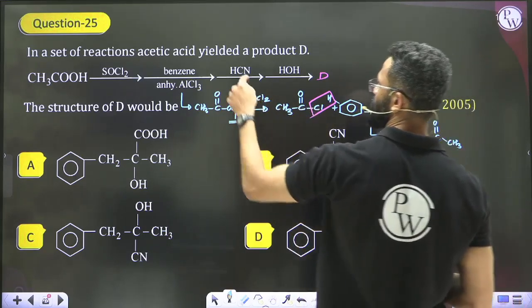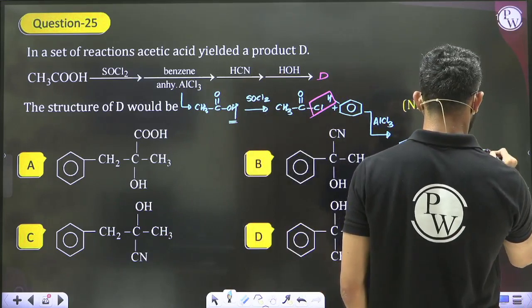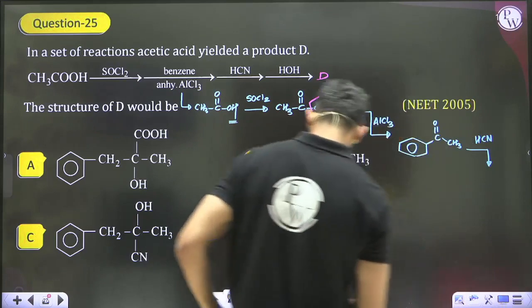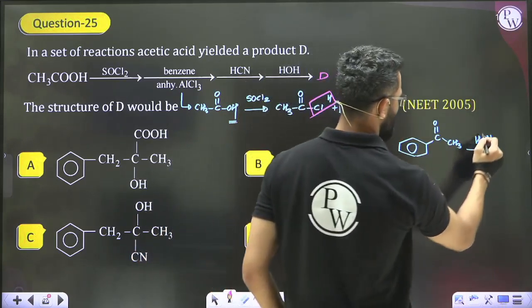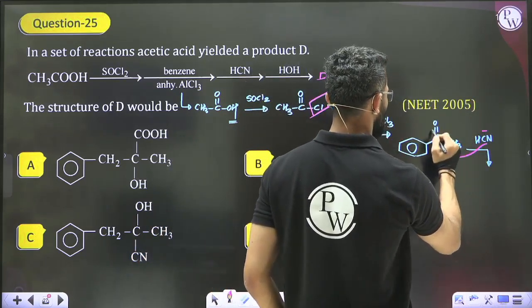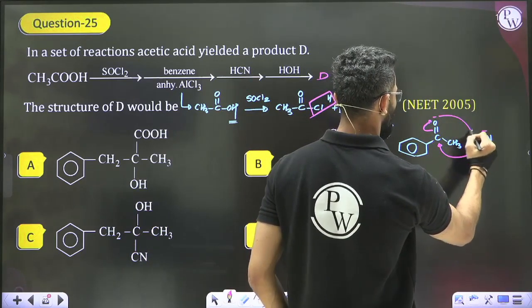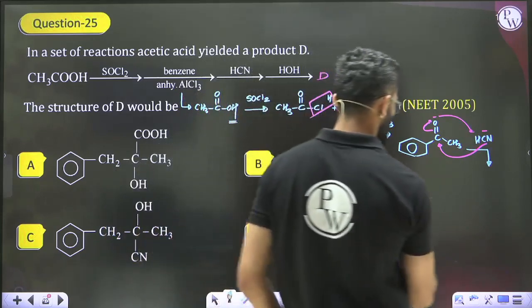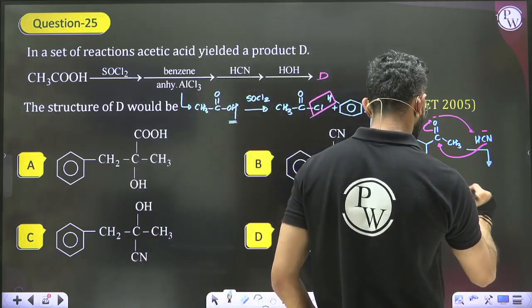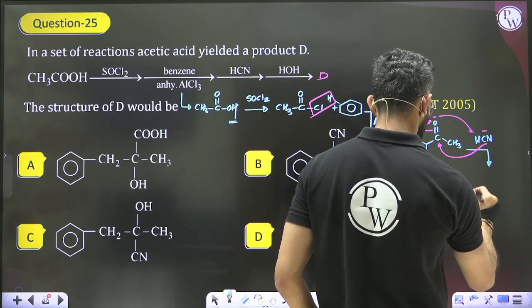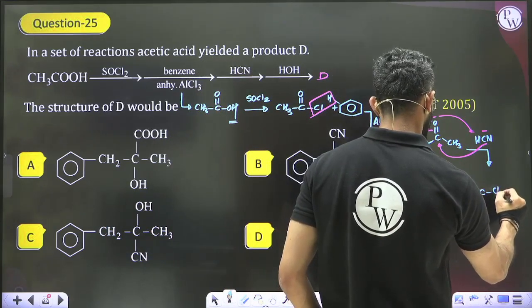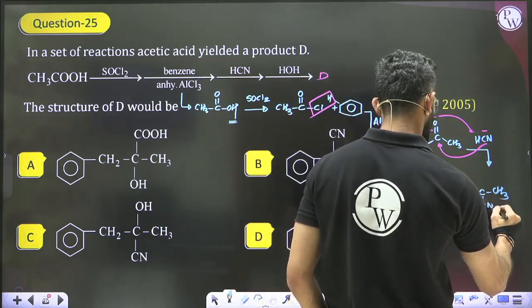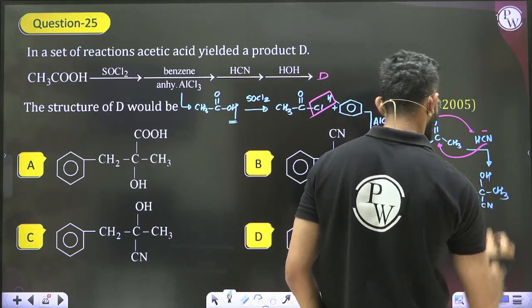Which is then treated with HCN. So how will we write the product? CN minus will attack at carbonyl carbon. This bond will break towards O. O minus will accept proton from here. So our intermediate will then be CH3 carrying cyanide, and up here we have got OH.